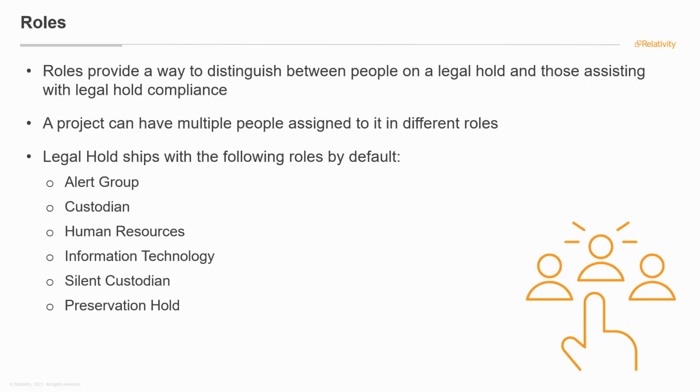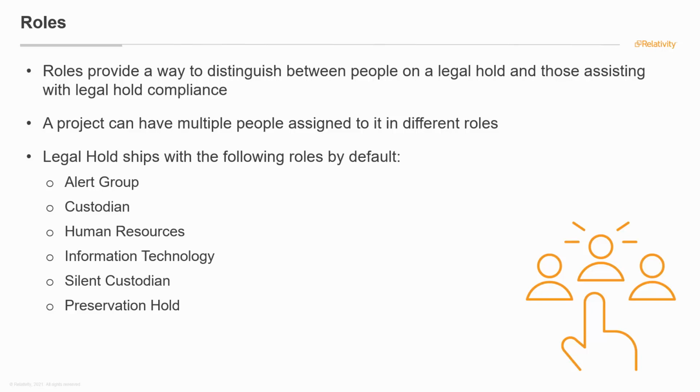Roles provide us a way to distinguish between people on a legal hold and those assisting with legal hold compliance. So a project can have multiple people assigned to it in different roles. The Relativity legal hold application ships with the following roles by default. And keep in mind, though, that new roles can always be added, for example, executive or parental leave, things like that. But these are just the common, quote unquote, out of the box ones that come when you install the legal hold application.